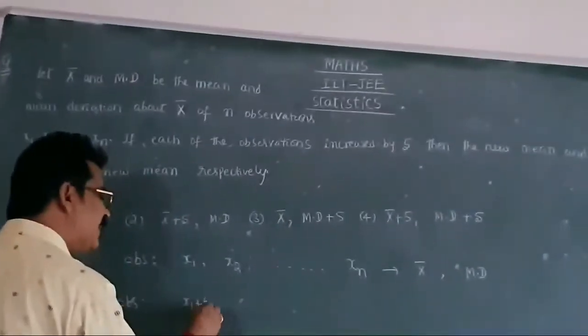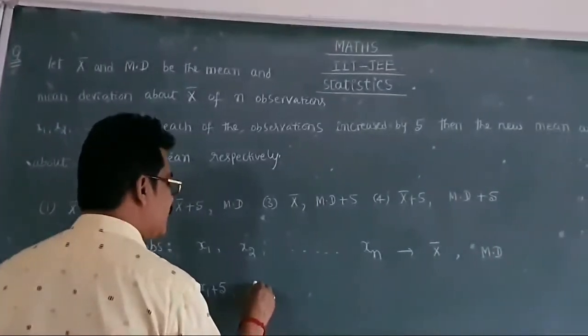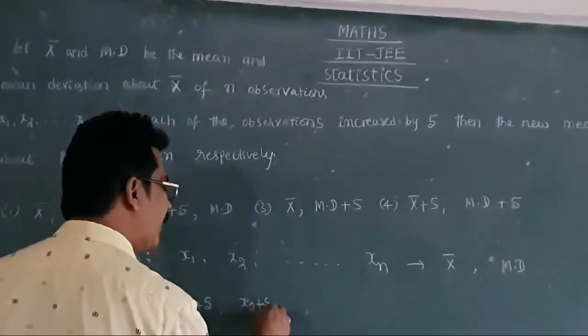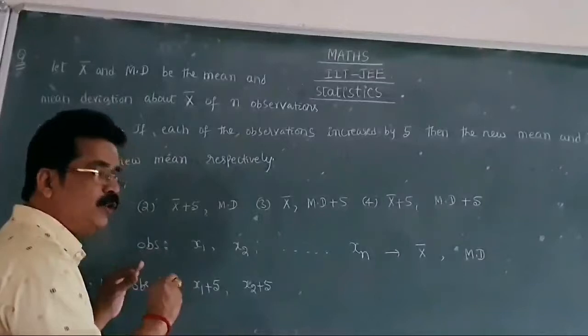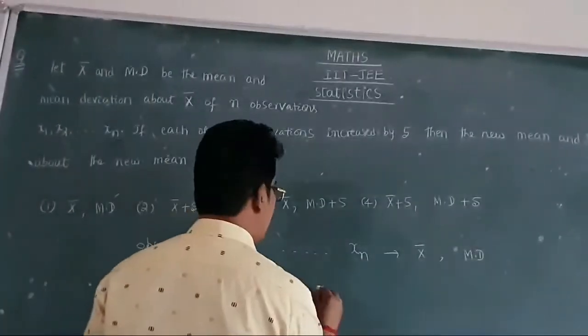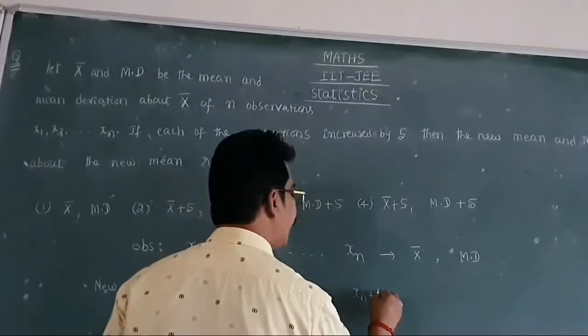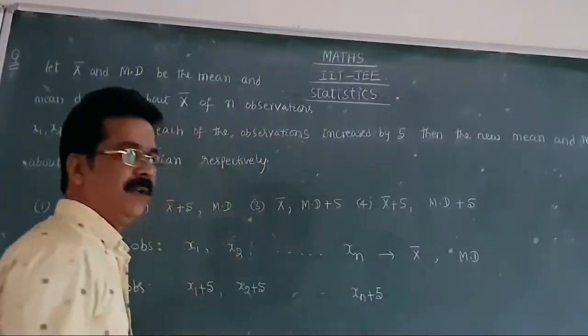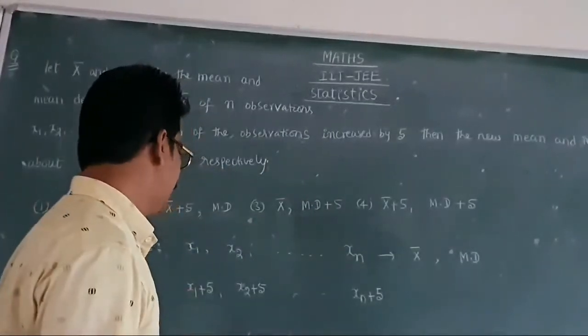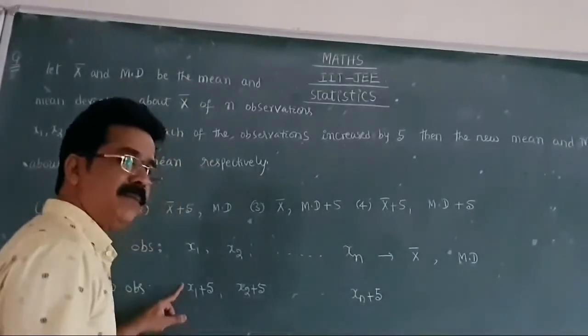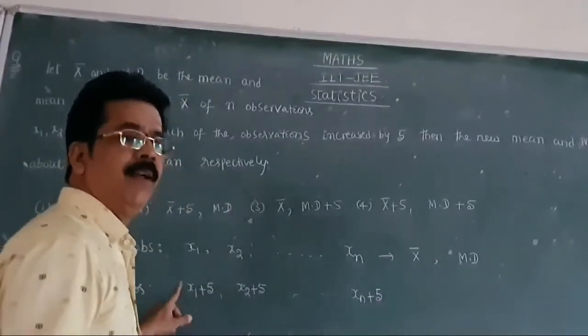x1 is increased by 5, means x1 plus 5. Second observation, x2 plus 5. 5 is added to each and every observation, and so on, xn plus 5. This is the data. So we have to find the mean of this new data first.